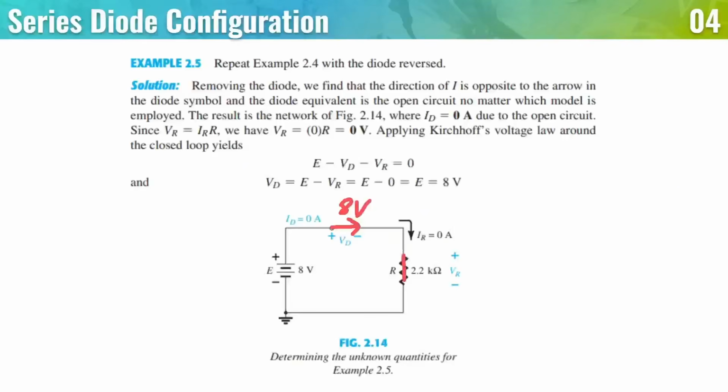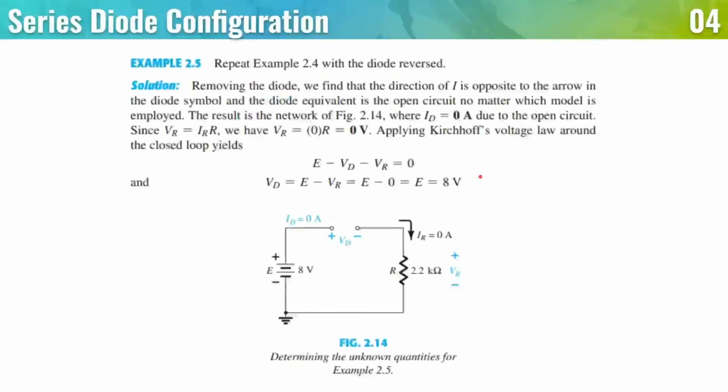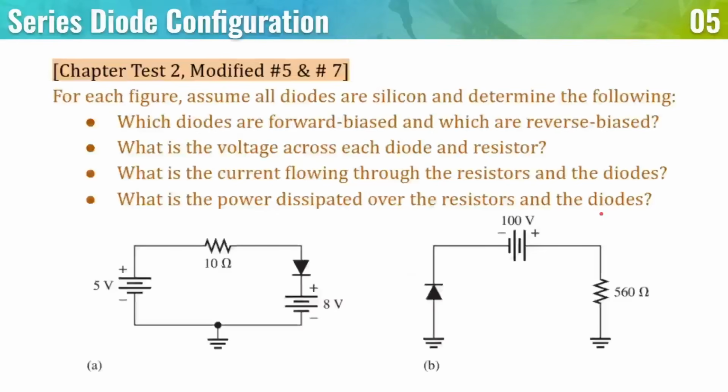And this one is going to be 0 volts. So that's an important concept that we're going to apply in the exams. So I think that's all that we needed to know since this is all that was discussed in class for series diode configuration. But let's go ahead and answer some examples from the chapter test 2.